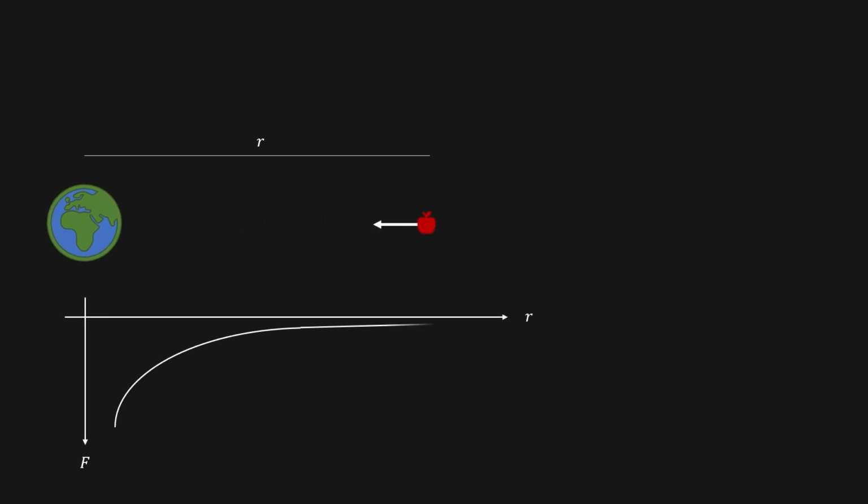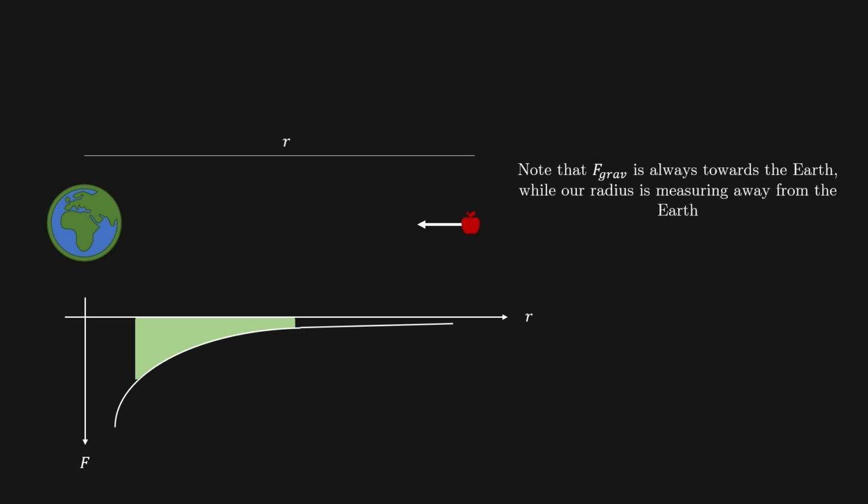We can track the force due to gravity when the field acts on the apple. Note that we are measuring distances from the center of the Earth, and for this reason, the gravitational force is always negative since it points toward the Earth. The area under the force graph will be the work done by the field.